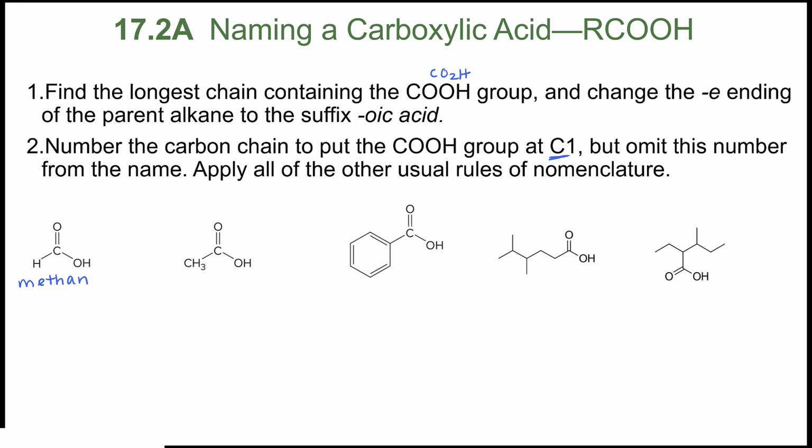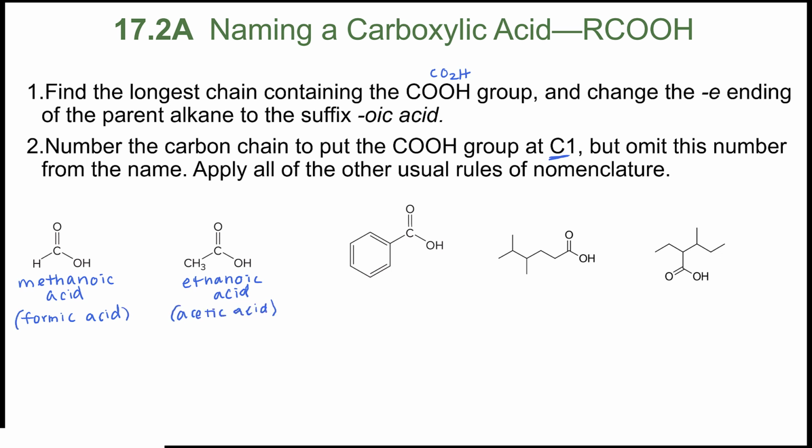I drop the E and use oic acid, so it's methanoic acid. And sometimes with that one carbon, this is commonly called formic acid. And this is the acid that is formed in the metabolism of methanol. Two carbons would be ethane. I drop the E and use oic acid. This is commonly called acetic acid.